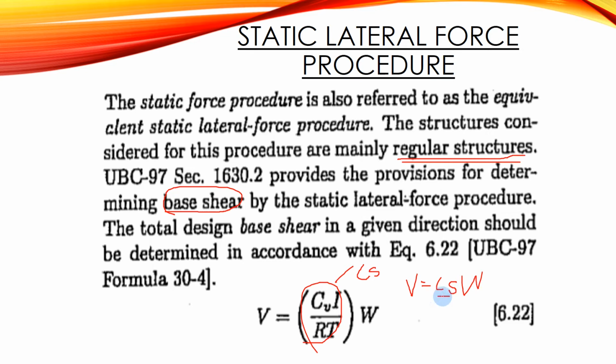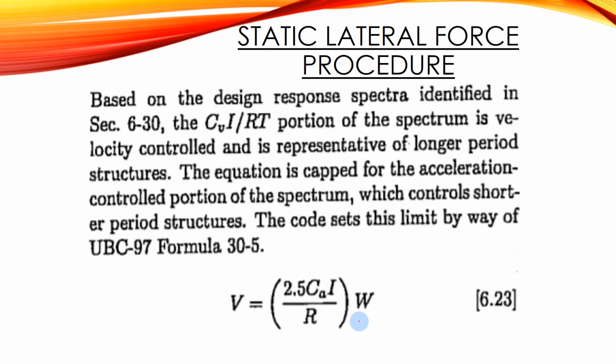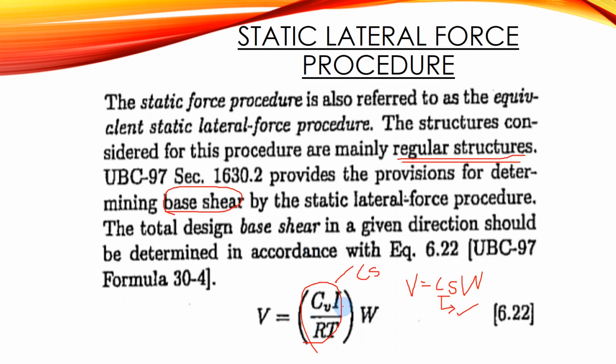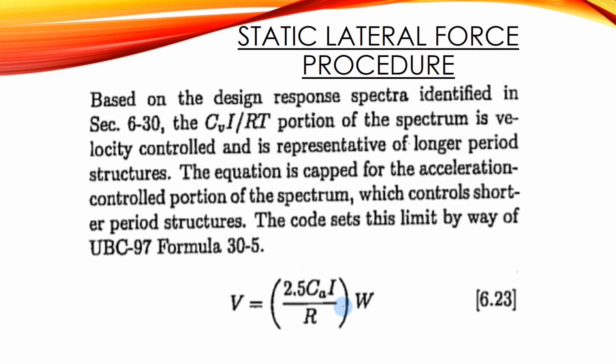And in our part 3, we discussed where CS comes from. I think you are familiar with CV I over RT times W. So this is the basic formula for base shear. Then, based on the design response spectra identified in section 6-30, the CV I over RT portion of the spectrum is velocity controlled and it is representative of longer period structures. I think you are familiar with this drawing from last time.